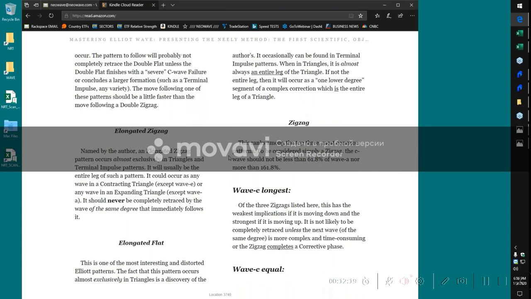Okay, moving on to the next section, let's say the wave C is the longest wave of a pattern. It says of the 3 zigzags listed here, this has the weakest implications. So this is regarding the zigzag going downward. And if it's moving up, it would be a stronger situation. So the longer wave C is in relation to wave A and wave B in a zigzag, the stronger that zigzag is in the direction of the trend. So if it's going down, it implies more weakness. If it's going up, it implies more strength.